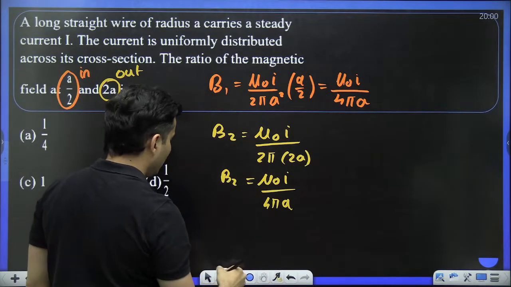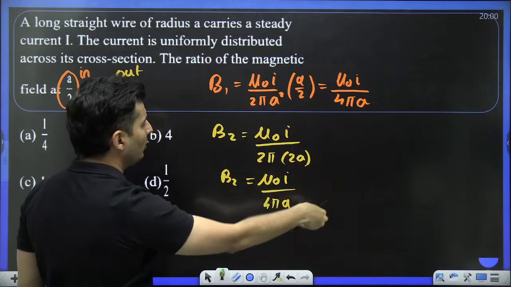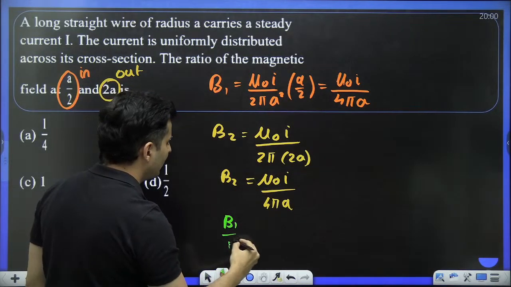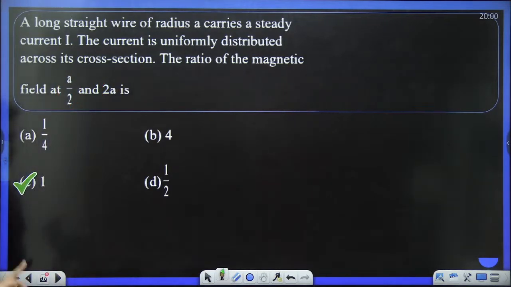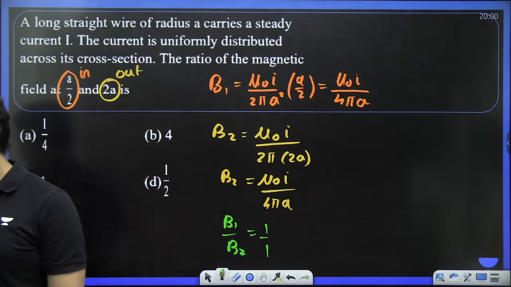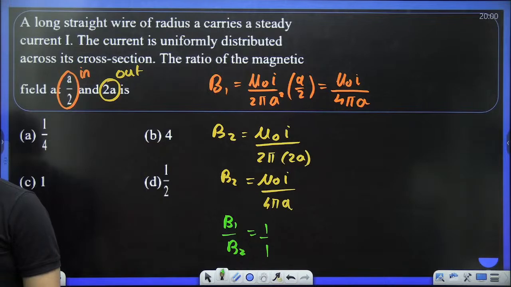Interesting thing to note is B1 and B2 both values are same. So B1 by B2 will be 1:1. So 1:1 means 1. Option C is the correct answer. Is that right? Everybody with me? Perfecto.